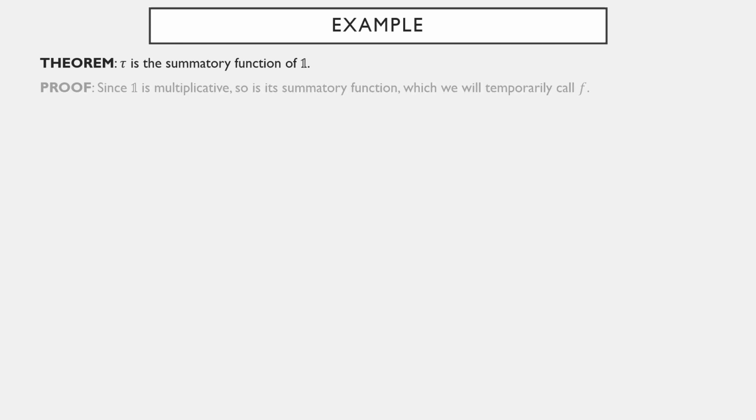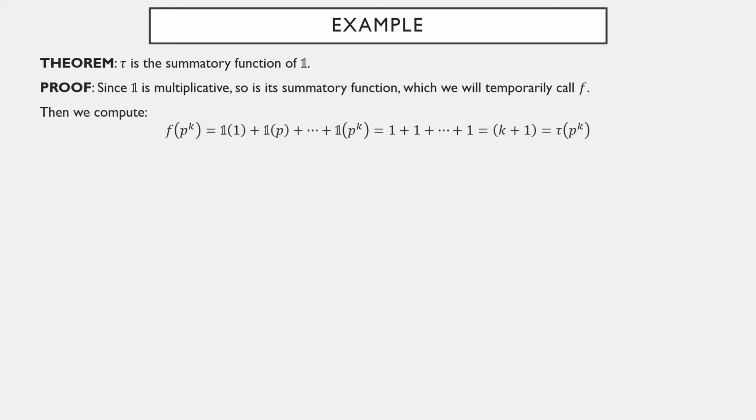Moving on, more examples. Here's a theorem. Tau, the quantity of positive divisors function, is actually the summatory function of the 1 function. Now, since the 1 function is multiplicative, so is its summatory function, and we're temporarily going to call that function f. We just need to determine that f is equal to tau. But let's go ahead and compute.